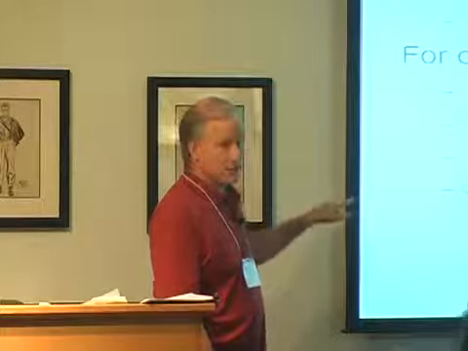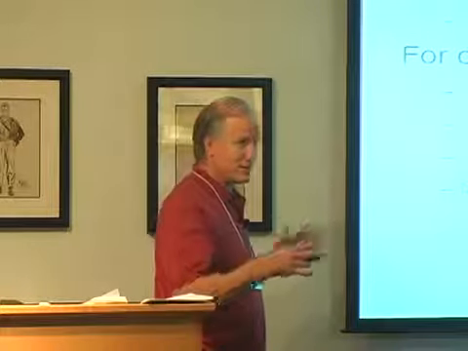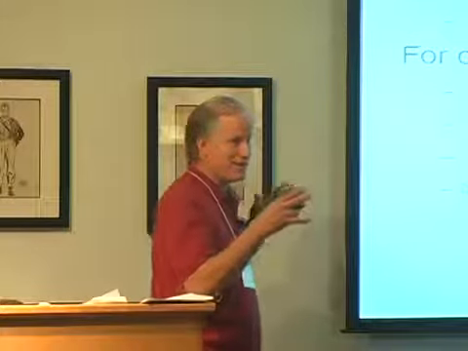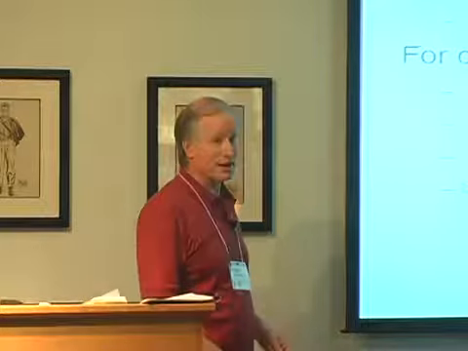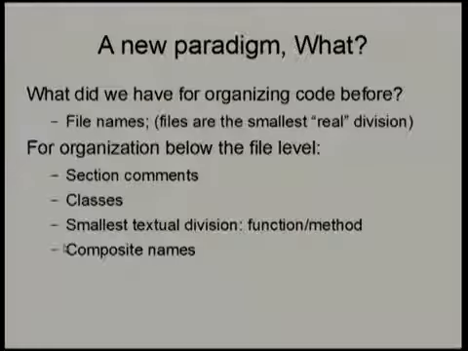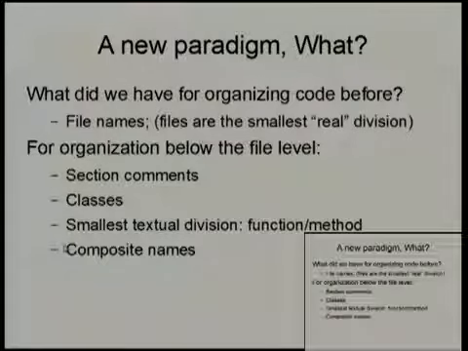For organizing below the file level, you can put in section comments. In this section, I'm going to have initializing routines. In this section, I'm going to have whatever. When classes came in, that was another way to organize your code. You could organize things by function, putting them in relationship to things that might have a more physical existence, and putting your functions and methods under that. That's kind of textual division. And there's also organizing by using composite names and whatnot.